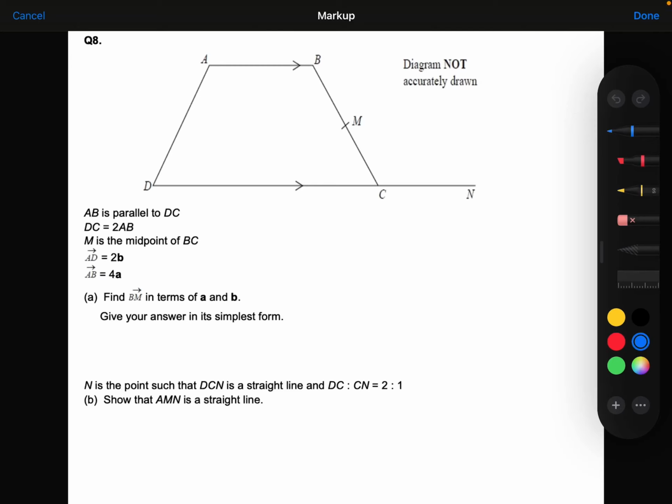We're told that AB is parallel to DC. We're told that DC is twice AB. M is the midpoint of BC. We're told that the vector from A to D is 2b. The vector from A to B is 4a.